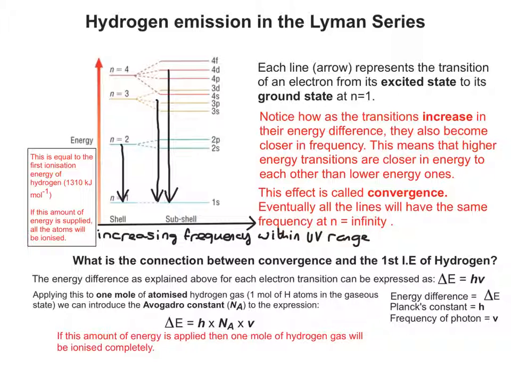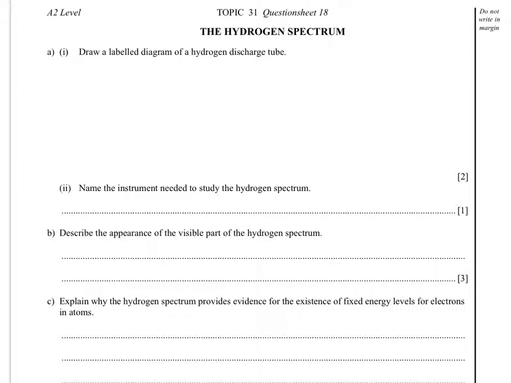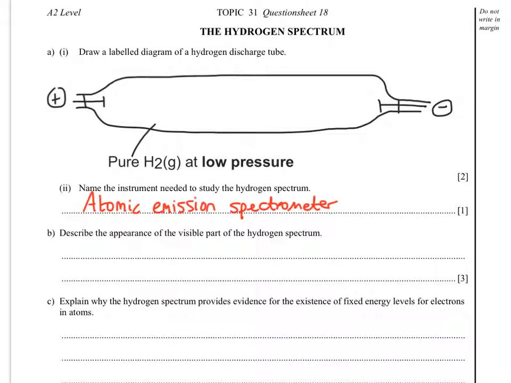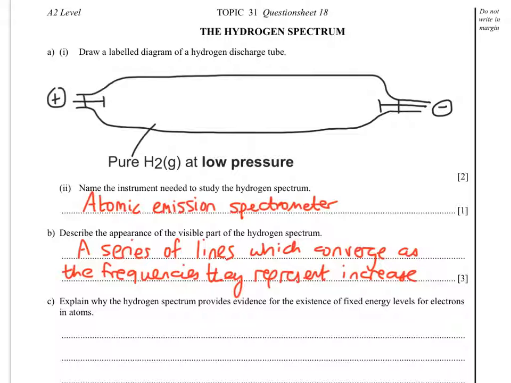So now let's have a look at some questions that could be asked about this kind of thing. Obviously they're not A-level questions, they'd be extension questions, but still it pays to have a little look at how they might ask you about this. The first question asks us to draw a labeled diagram of a hydrogen discharge tube. That's exactly what we looked at earlier. Like we said, the instrument we needed is the atomic emission spectrometer. Next it says, describe the appearance of the visible part of the hydrogen spectrum. There's a series of lines that you'd observe which converge and get closer together as their frequencies increase.